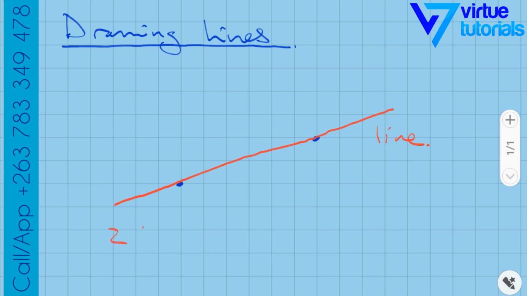If you can locate 2 or 3 points that the line passes through, then you can easily draw the line, right? So whenever you're asked to draw a line, just find 2 or 3 points that the line passes through, and then you can safely take a ruler and draw a line. So let's have a practical example for this.